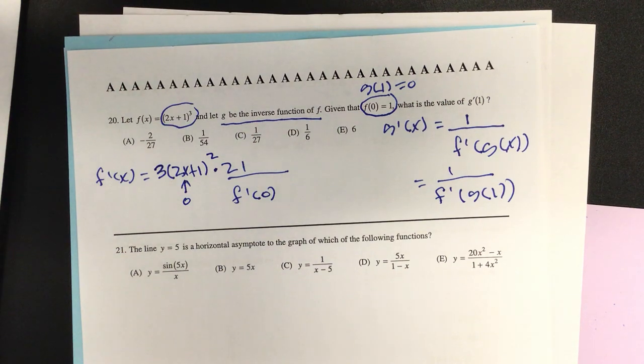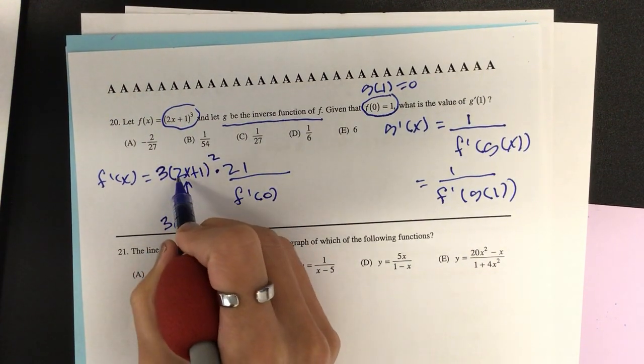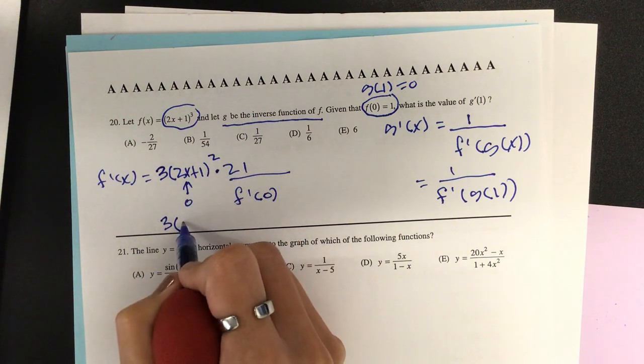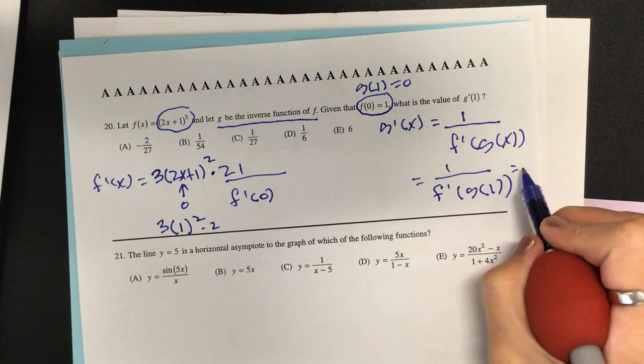Okay, Cole, how many would that give us? I don't know. You do know. 3. The parentheses is 2 plus 2 times 0 plus 1 is 1. All squared times 2. Now what is it? 6. Okay, so it'll be 1 over 6.